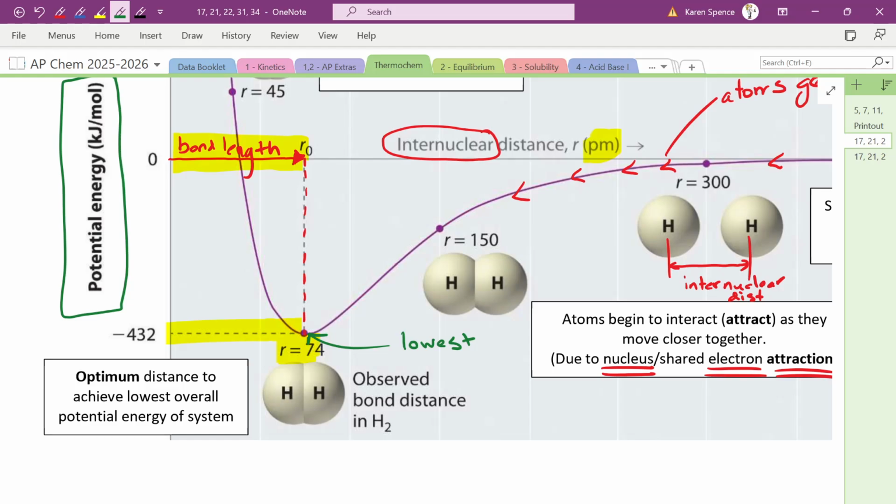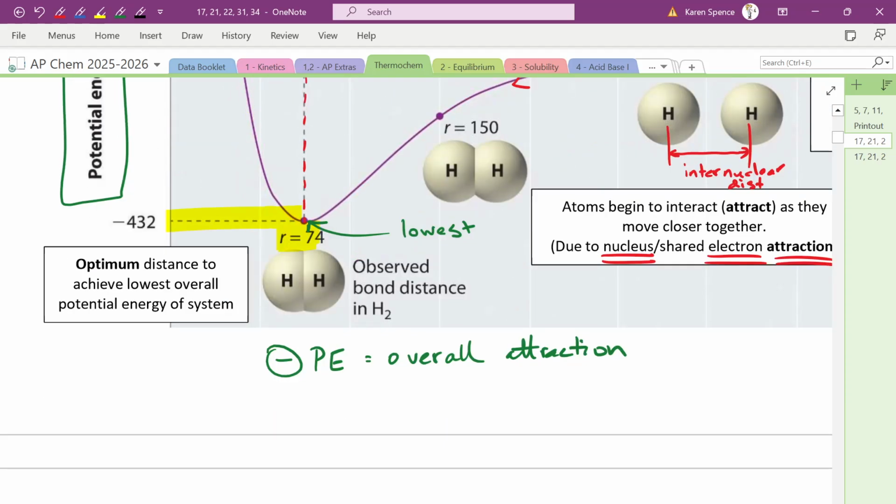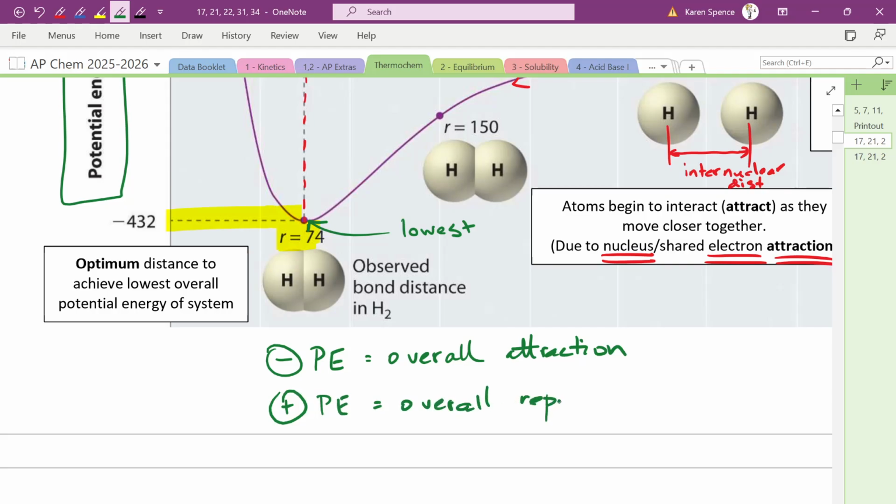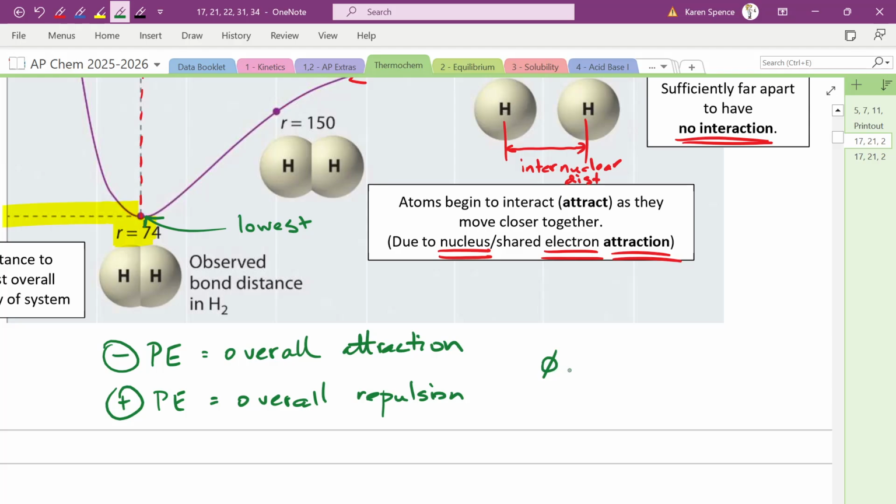So if it is negative, you're going to have attraction. If the potential energy is positive, you have overall repulsion. Yeah? Negative potential energy, overall attraction. Positive potential energy, overall repulsion. 0 potential energy means there's no interaction.